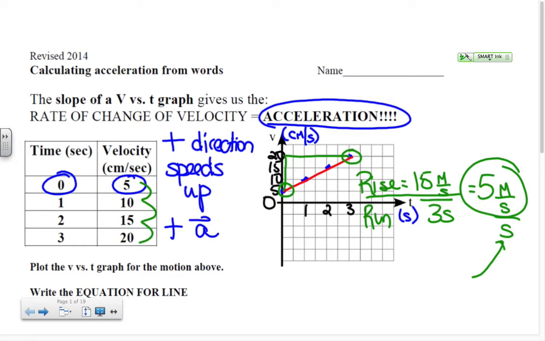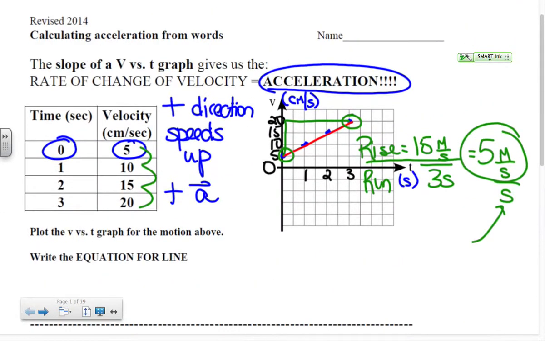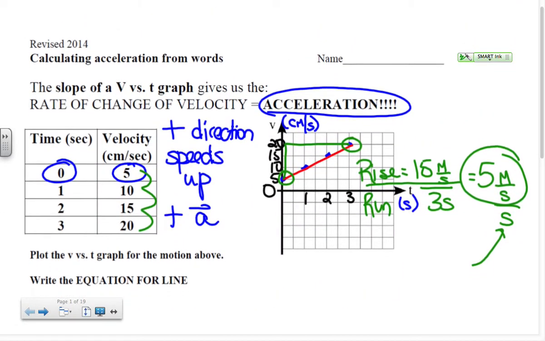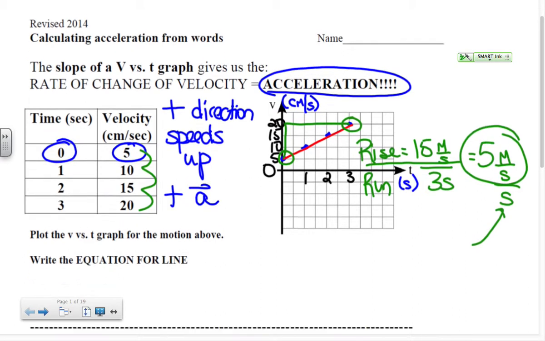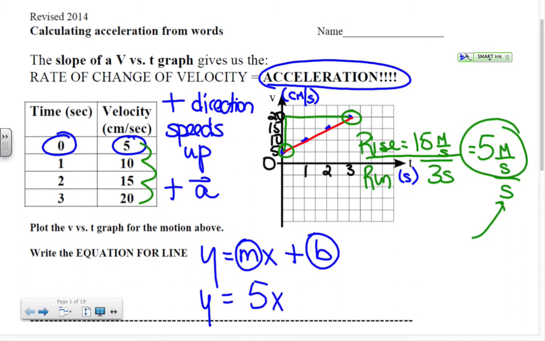Now, just a quick review. We've already written an equation for the line in here, so that's not new. I just want to go through it again because we're going to use that in the next part. If I write the equation for the line, I can start with y equals mx plus b. That's generic for anything that is linear, so write that down as we go. I fill in the m and I fill in the b, and in this case, my slope is 5. And in this case, my y-intercept is 5.